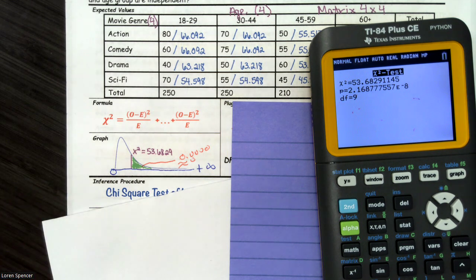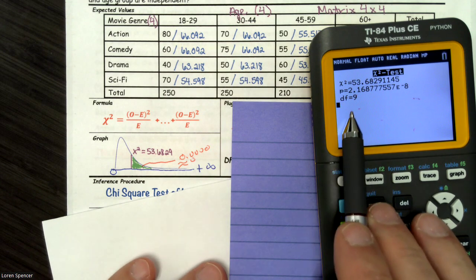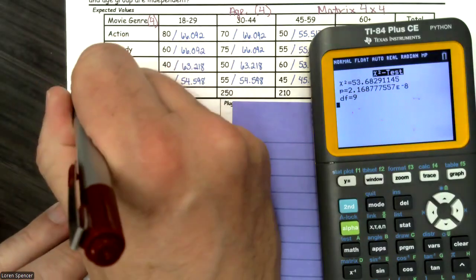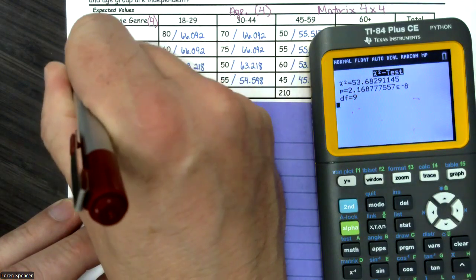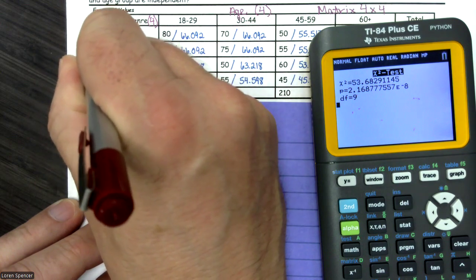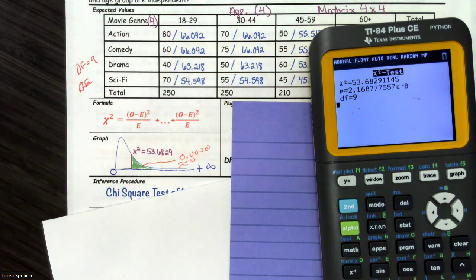So we have all of that. It also gave us our degrees of freedom. I'm going to come back and talk to you about our degrees of freedom. We're going to make a note of it right now, but I will talk to you more about how they got that in just a second. But degrees of freedom equals 9. So we're going to make a note on that.